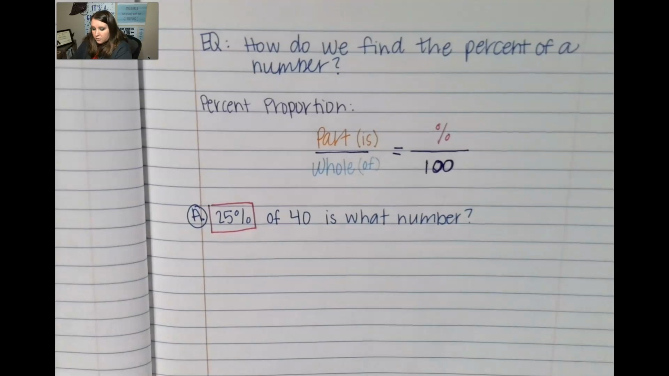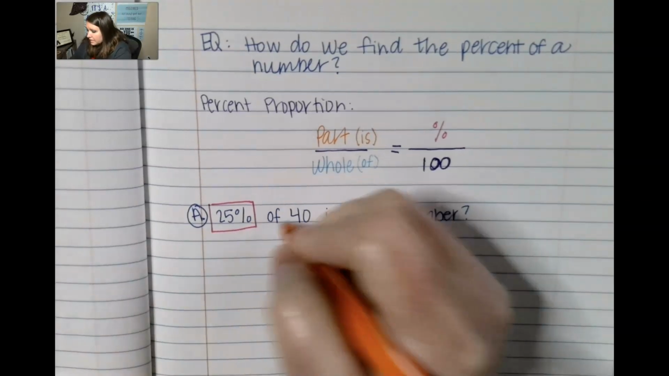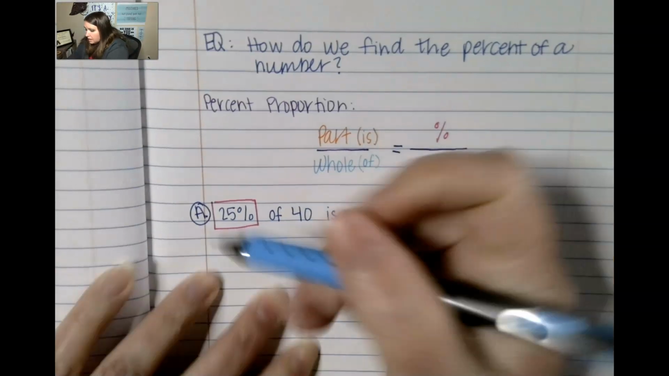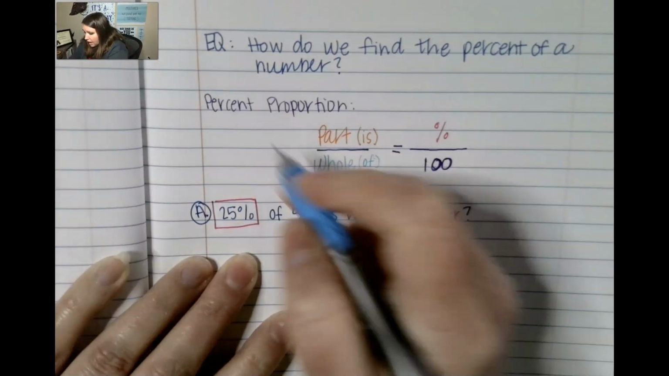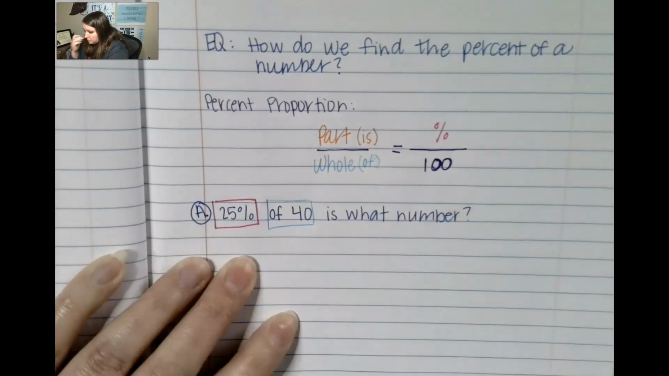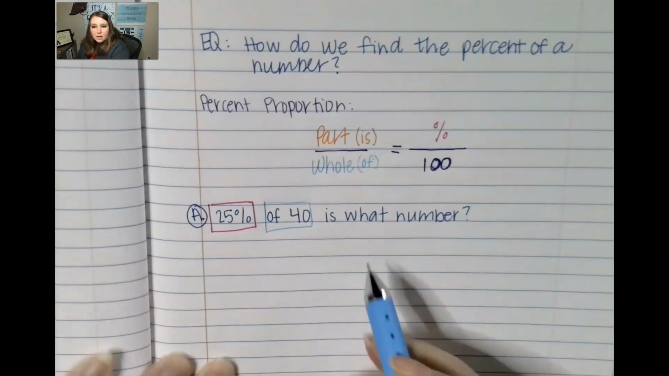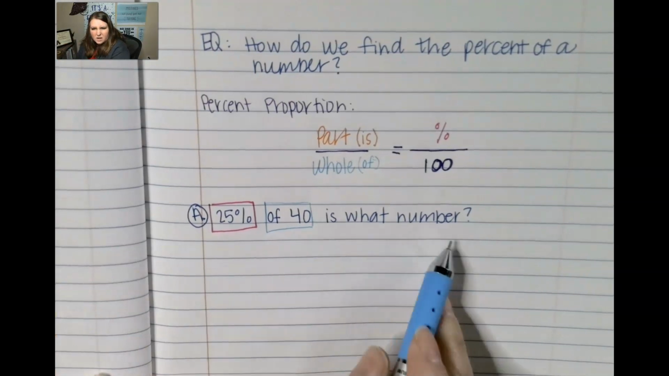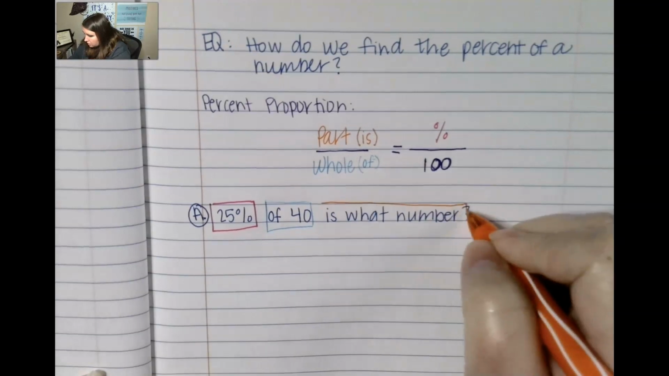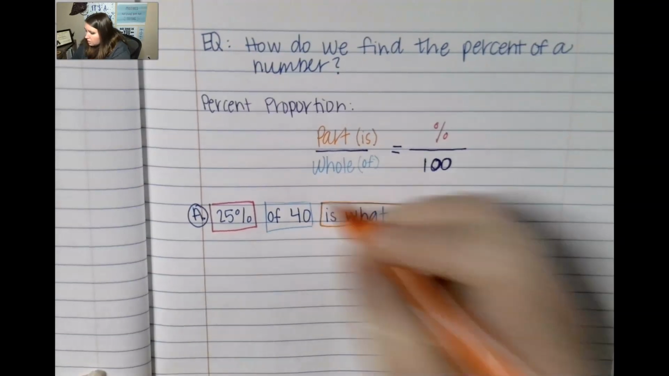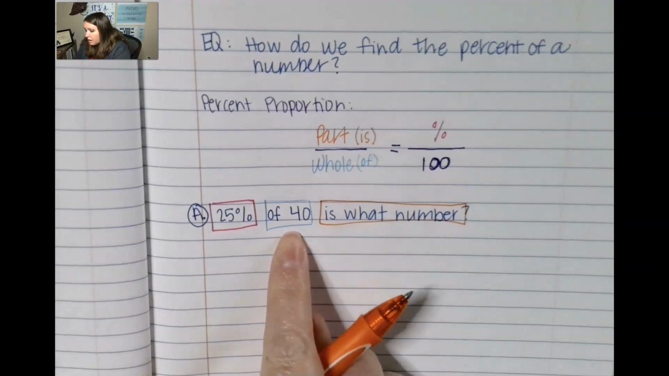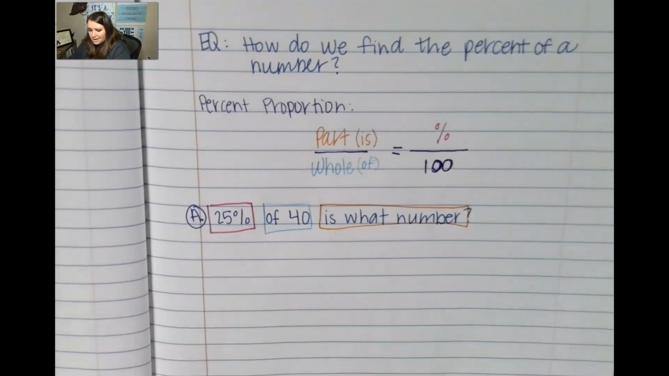Of 40. The word of is touching the word 40. So I'm going to take the color that I used for of, and I'm going to put a box around of 40. And then last but not least, we have is what number. Well, that was orange. And so we have 25%, we have of 40, and we have is what number?